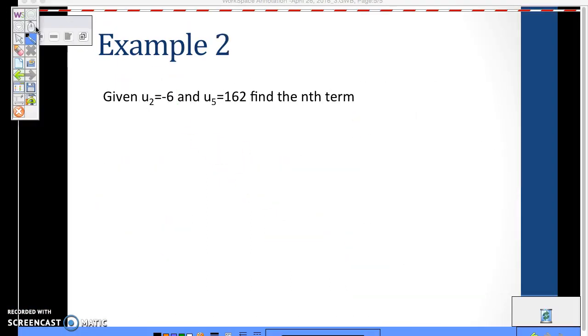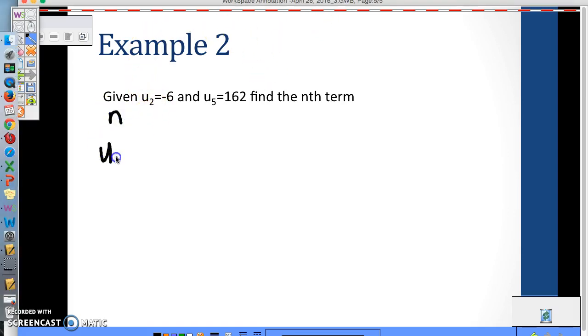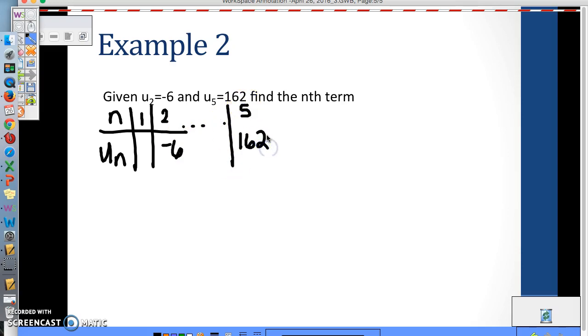Now this next one, we have to find the nth term. So let's take a look at this here. Well, I like looking at these in tables. So n, u sub n. We don't know our first term, but we know our second term is -6. We know our fifth term is 162.